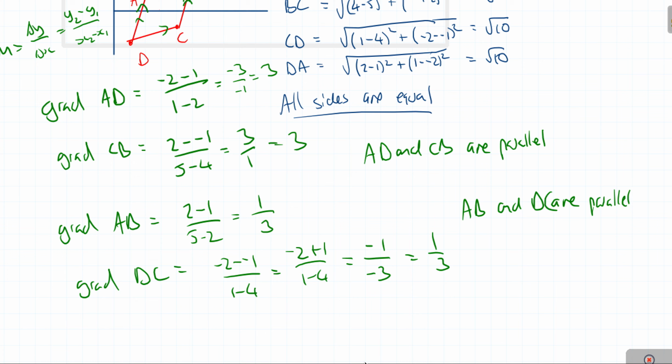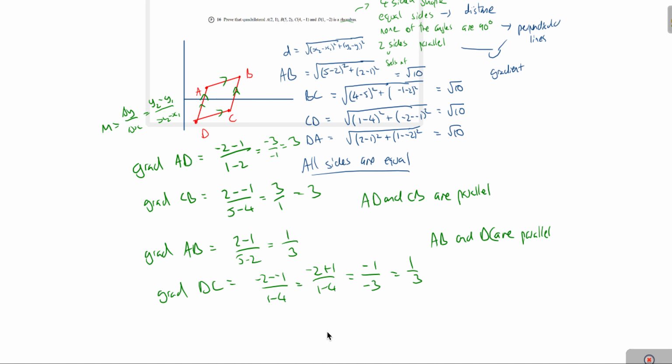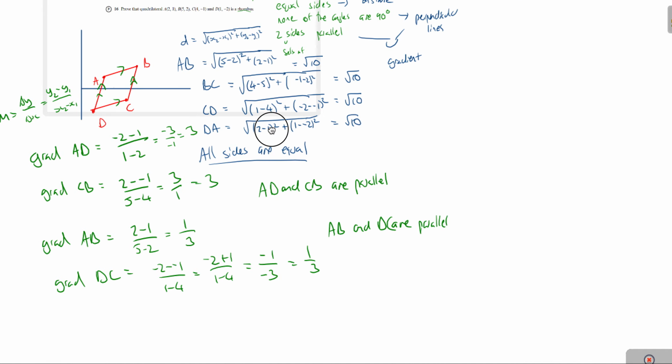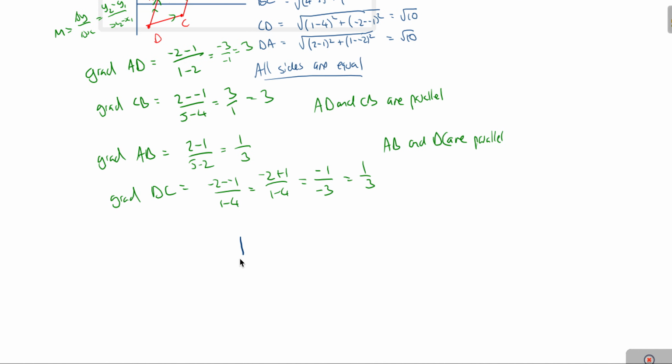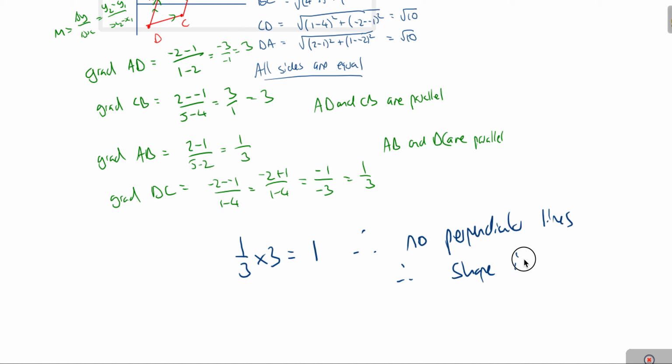And then the last thing that we need to check is whether there are any right angles, perpendicular lines. So we can prove that by saying a third times 3 is equal to 1. So therefore, there are no perpendicular lines. So therefore, the shape is a rhombus. And that is your answer for question 16.